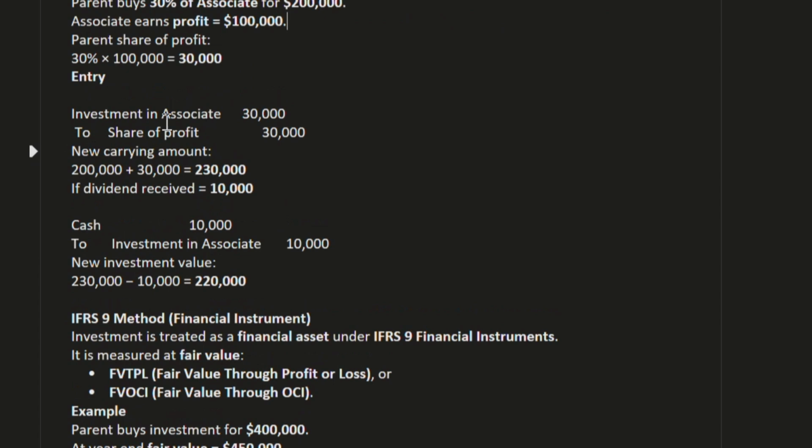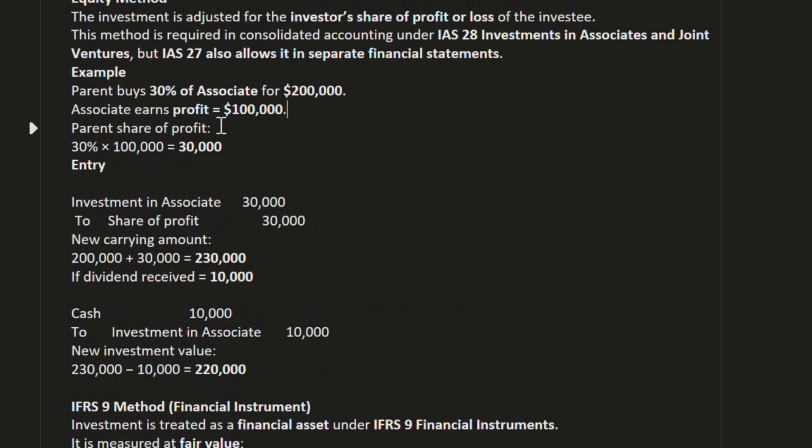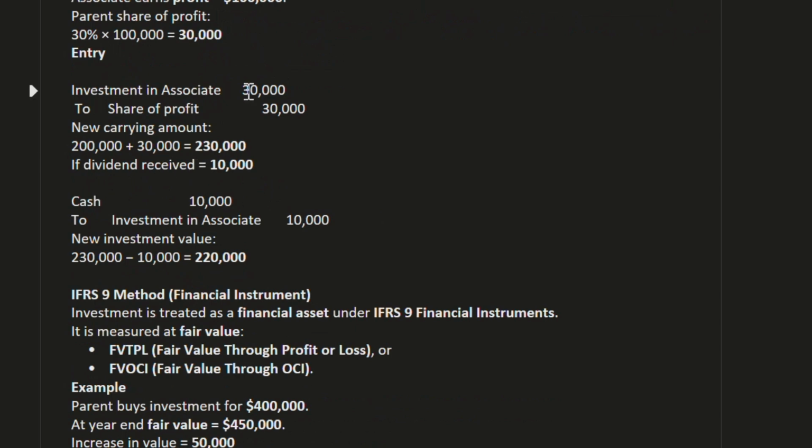Once the dividend is received, if now that associate is saying that we will distribute some amount as a dividend to our stakeholders, under that scenario we are going to do the general entry: cash DR, because we receive the dividend, to investment in associate. So we receive the dividend of 10,000. So cash DR 10,000, investment in associate. So the new investment value, that is the carrying value of our investment in the balance sheet, will now decrease by 10,000.